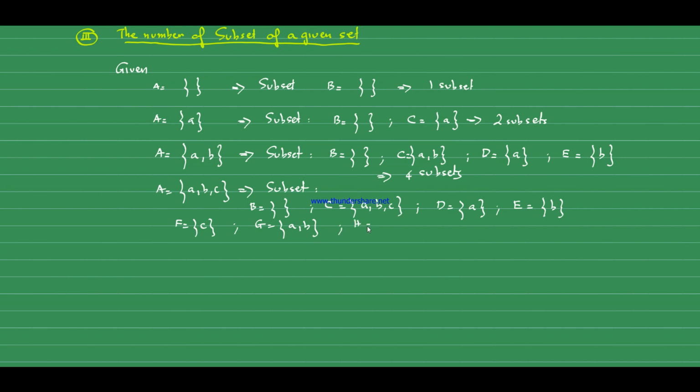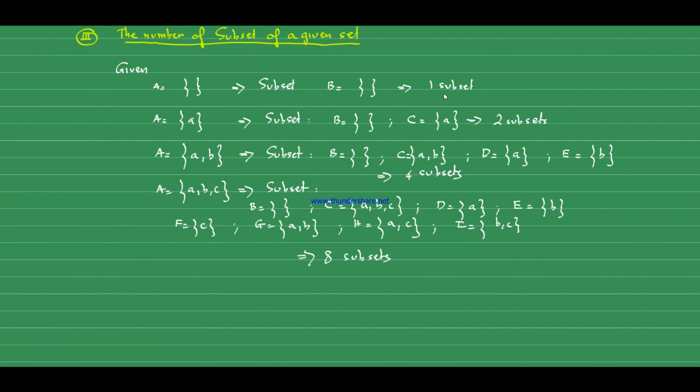And then we have AC. And then we have, what else? BC. All right, what else? That's it, right? So totally we have 1, 2, 3, 4, 5, 6, 7, 8. So we have a subset. Okay, we have a subset.